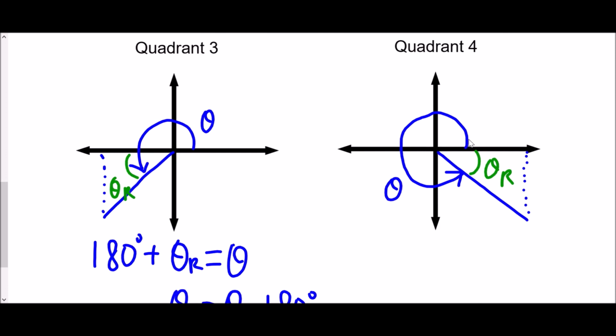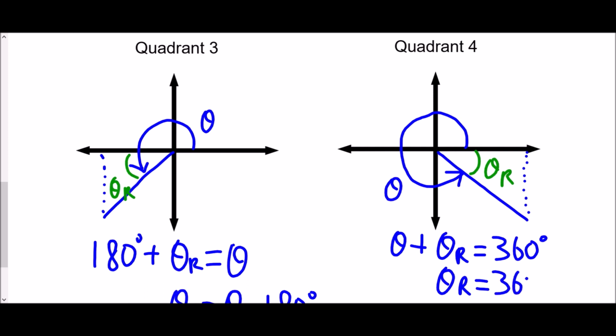If we take angle theta and add that to the reference angle, the sum would be 360. So angle theta plus the reference angle gives you 360 degrees. If you subtract angle theta on both sides, then your reference angle is 360 degrees minus theta.